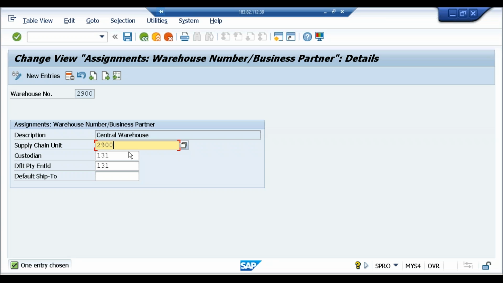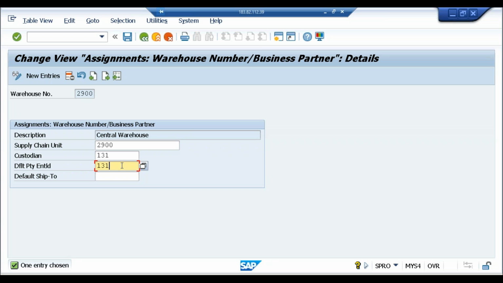Okay, so further to that one, we have two more things which will be assigned to the warehouse. This is custodian and default party entitled. So both are for any of the material or part. When we have certain parts or certain materials in the warehouse, there must be somebody responsible. Say the material which is existing in the warehouse, so the warehouse is responsible for that. That is one aspect. Or else a particular person, warehouse manager or any supply chain analyst, somebody who is responsible.